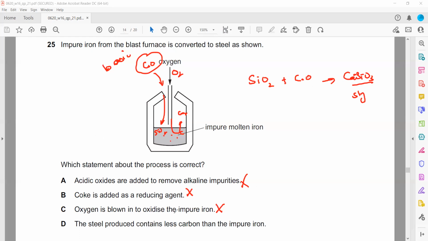carbon. And the steel produced contains less carbon than the impure iron. That's true, because when the oxygen is blown, the carbon reacts with oxygen, so carbon plus oxygen gives carbon dioxide, CO2. And this carbon dioxide gas escapes, and the amount of carbon in the impure iron or steel which is formed will be less, because the oxygen which we blow reacts with carbon to form carbon dioxide. So D is the right answer.